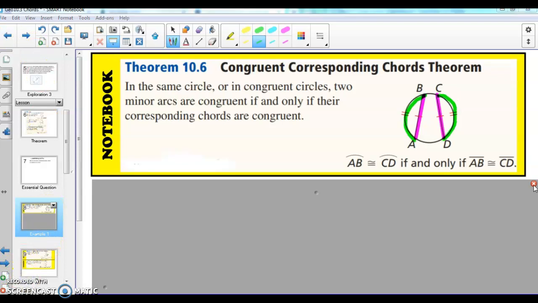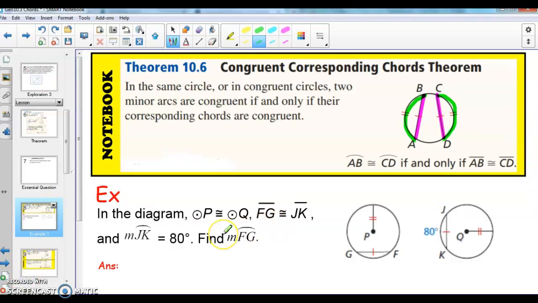Let's take a look at an example. In the diagram, circle P is congruent to circle Q. FG is congruent to JK, and the measure of arc JK is equal to 80 degrees. Find the measure of arc FG.